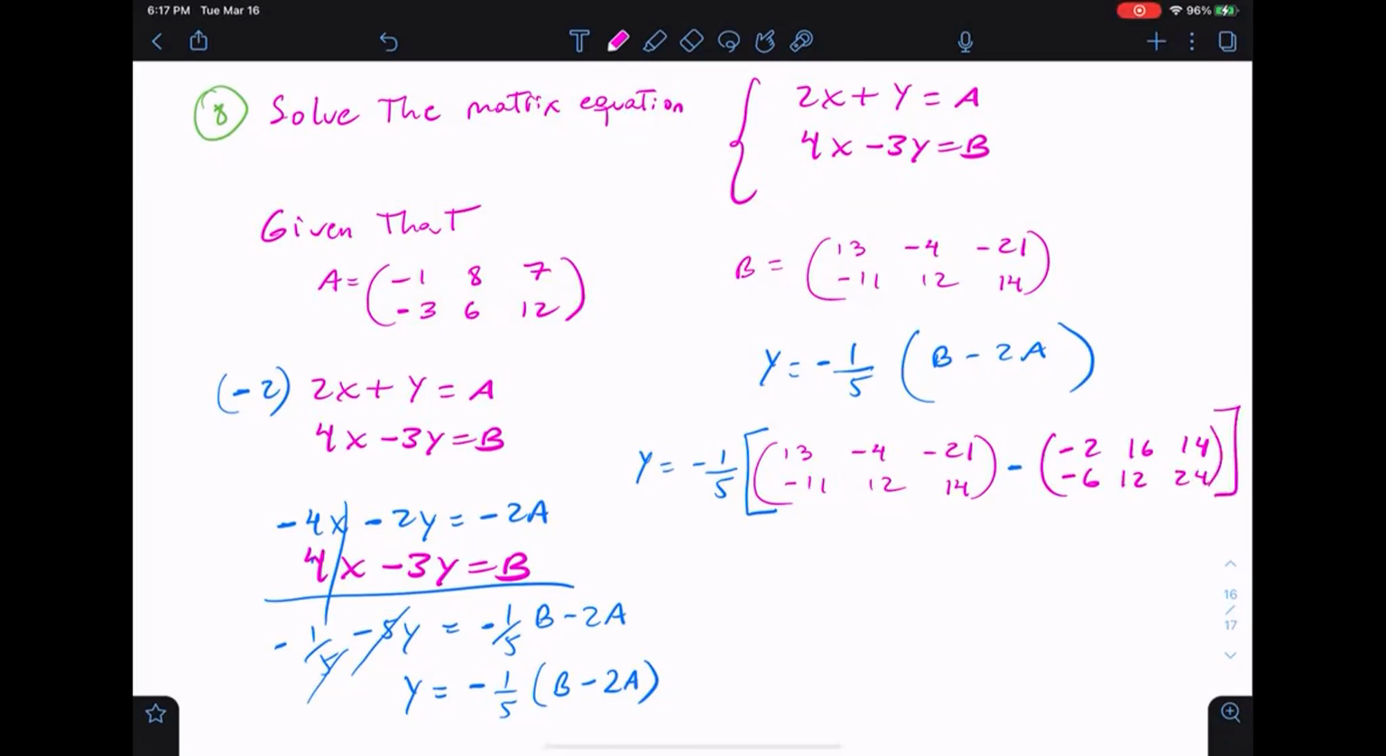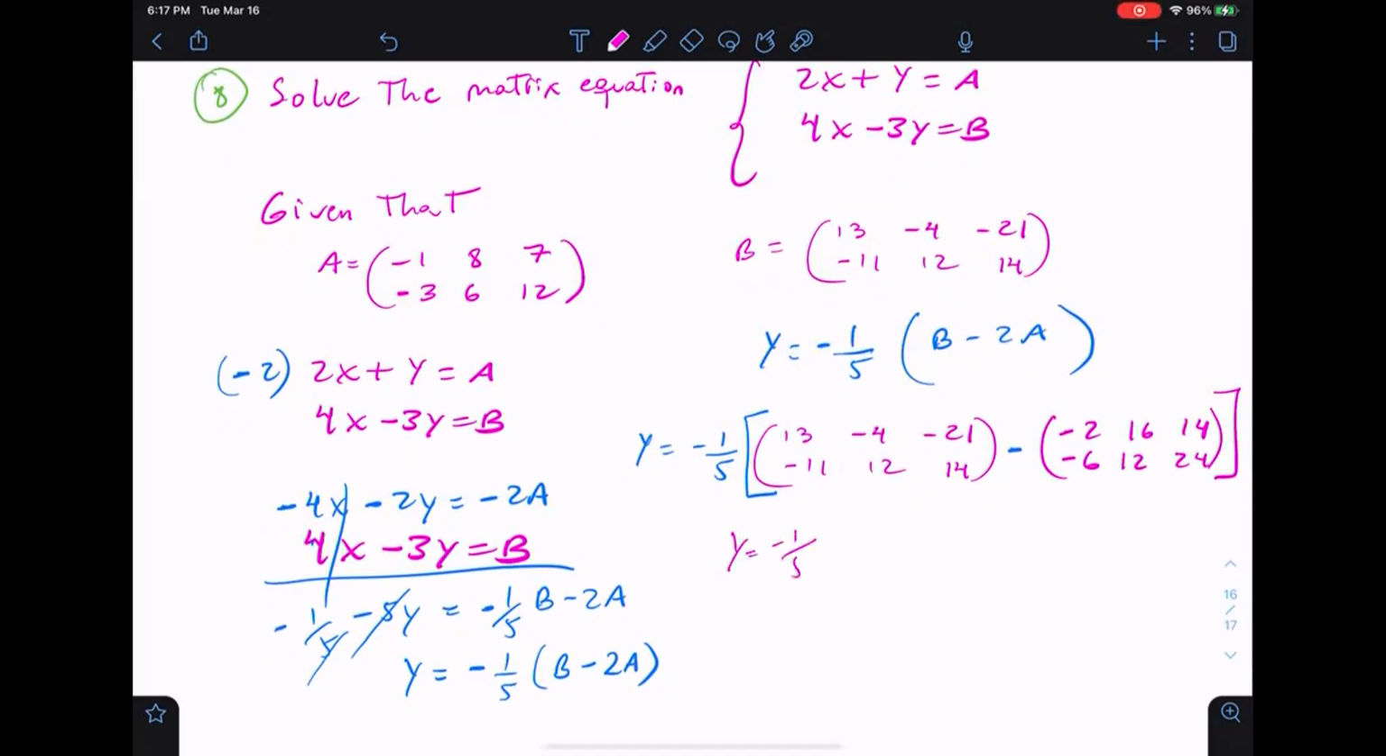So now we can do the subtraction of these two, right? So y equals negative 1/5 times, okay, we need to compute this. This is 15, because a negative makes a positive. So -4, -20, right? Yeah, -20. And then we got -21 minus 14, that should be -35. And then we have here, actually that's 5, so -5, -5, and then we have 0. And then we have 14 minus 24, that's -10.